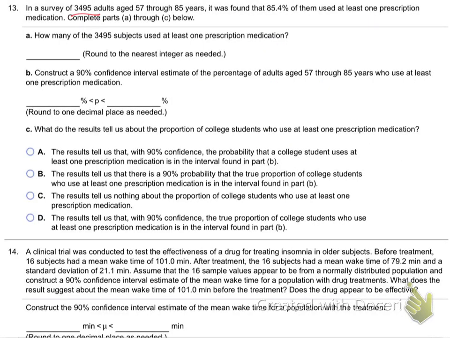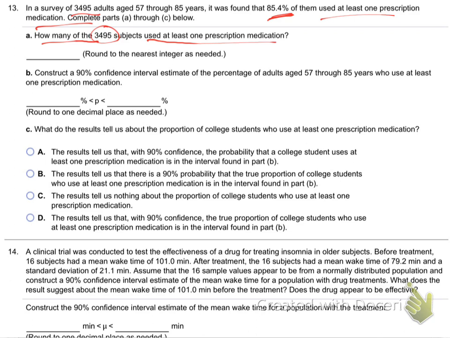Survey of 3,495 adults. 85.4% of them use at least one prescription medication. All right, what are we talking about? How many of the 3,495 used at least one? Well, this is not on our final exam notes. This is just figured out by hand.